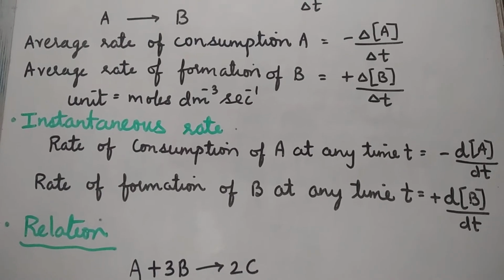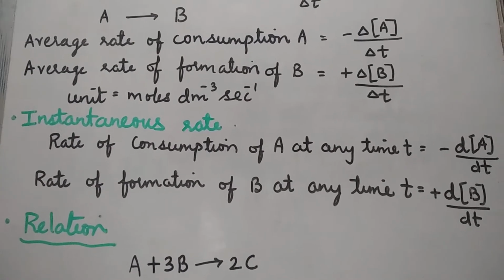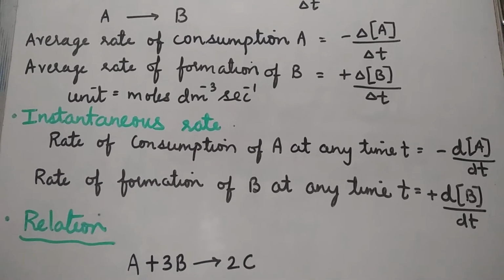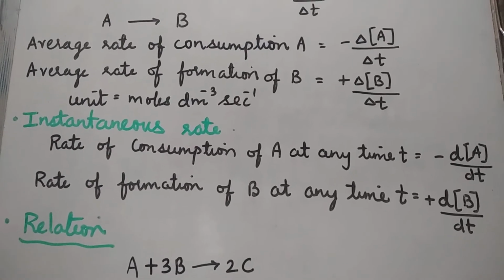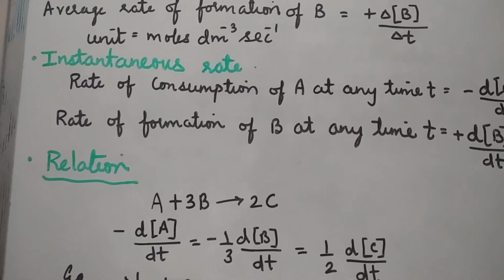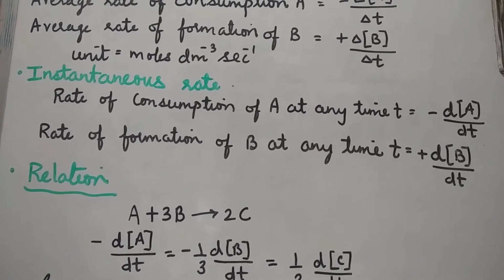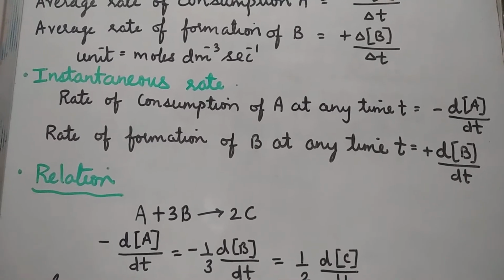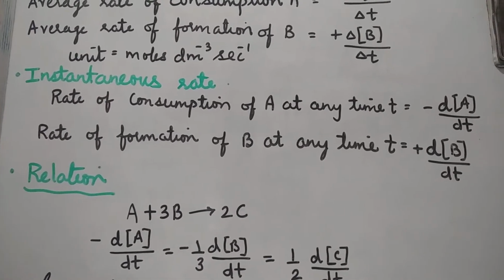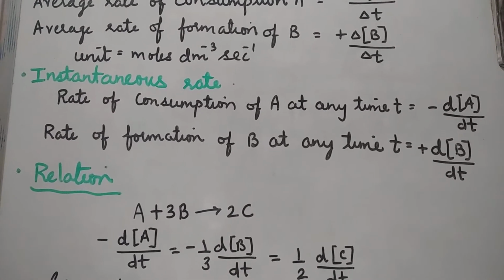What difference do you find? When we write the rate of reaction in terms of A, the sign is minus. But when we write it in terms of B, the sign is plus, because in the process A is getting consumed and B is getting formed. The unit that we can take for rate of reaction is moles per dm cube per second. It is change in concentration upon time. Concentration has the unit moles per dm cube, and time has the unit second. So per second, second inverse, becomes the unit of rate of reaction.